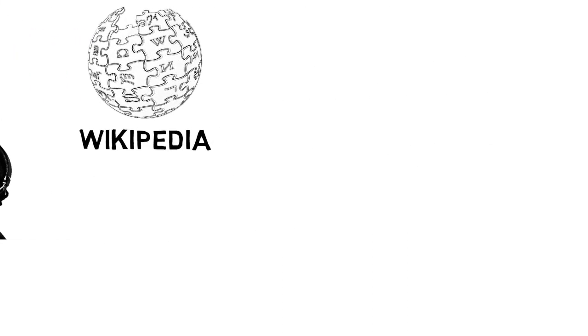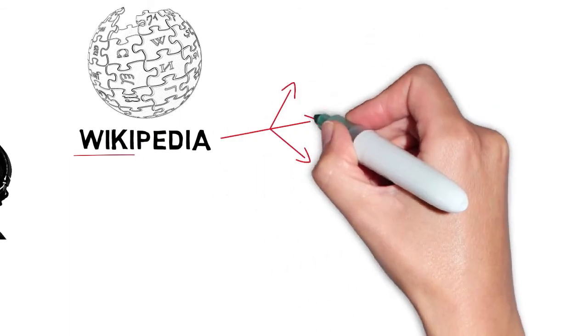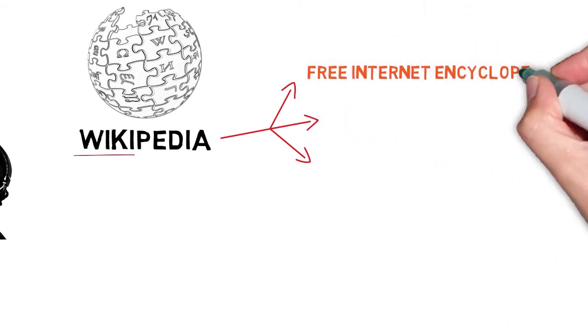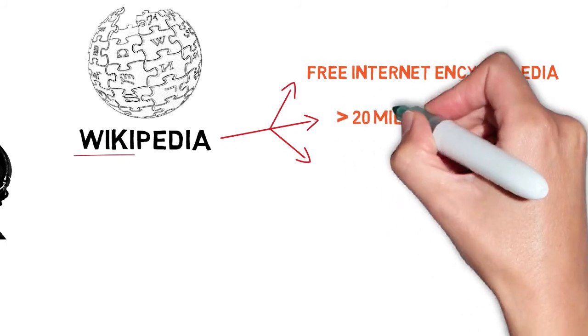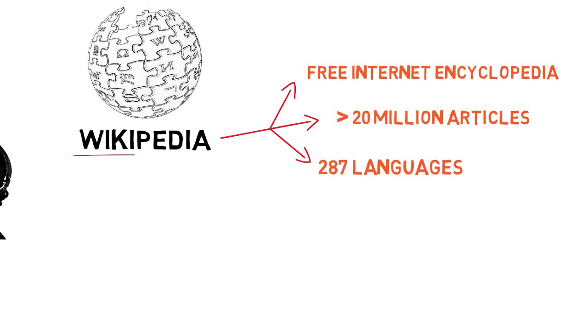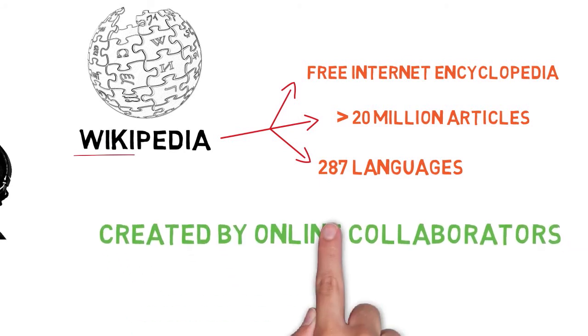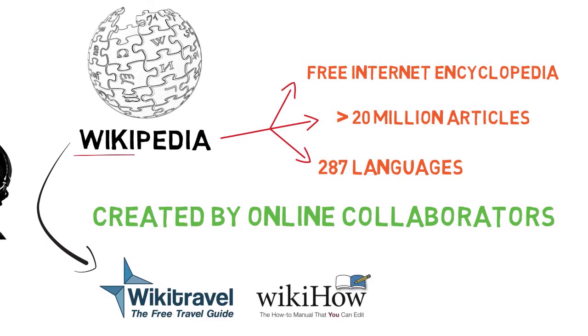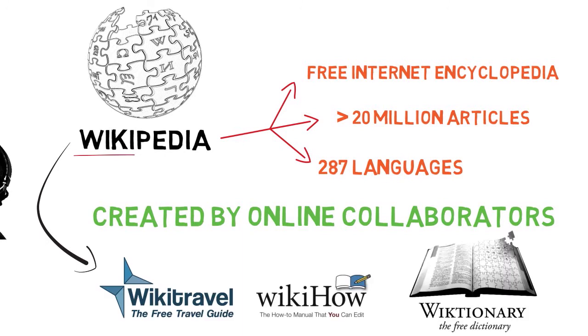A wiki is a web application that allows people to collaborate with others to create content. The best-known wiki is Wikipedia, a multilingual, free-access internet encyclopedia that hosts 20 million articles in 287 languages that are created by a vast community of collaborators around the world. There are thousands of wikis that focus on such things as travel, learning how to do almost anything, and creating a multilingual dictionary.